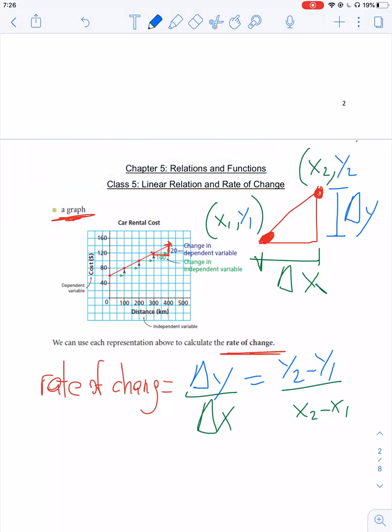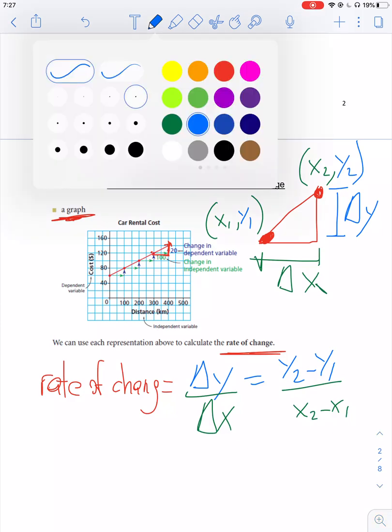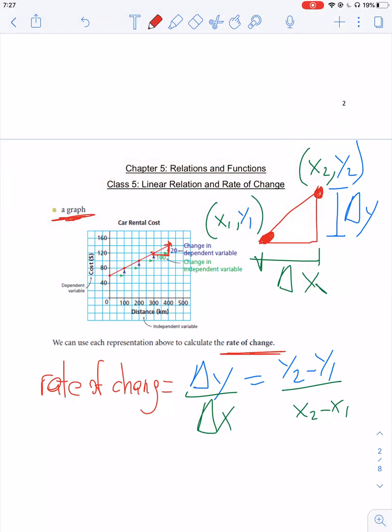Not too sure if you've seen this formula before, but this will make more sense when we apply it. So this is the formula. Rate of change is equal to the change in your y divided by the change in x. So how do you find the change in y? Find any two points on your graph. Take the y value of one of the points minus the y value of the other point, and divide that by the x value of one of the points minus the x value of the other point.